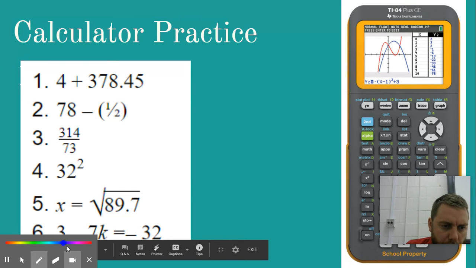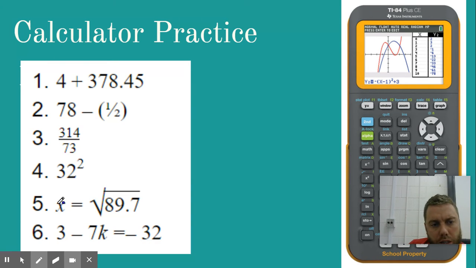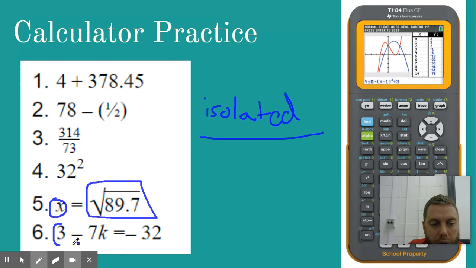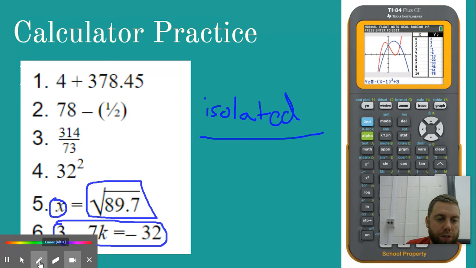Oh, last thing. We have two examples down here. You notice that the variable is isolated by itself. Let me write that down. Isolated by itself, isolated. So you can plug this into the calculator. That's no problem. But you look down here and the variable is not isolated. You cannot plug this into a calculator. It's not going to solve it for you. Okay. You need to isolate the variable and then you can solve it.